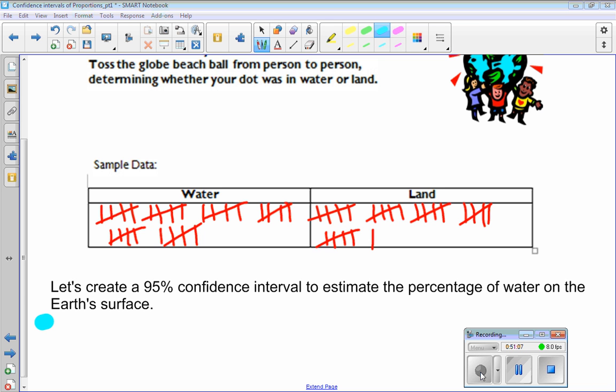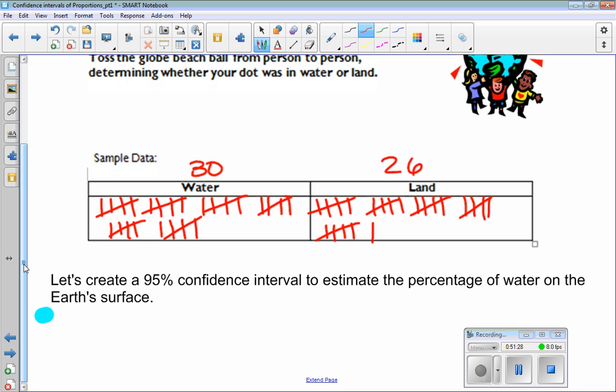So, obviously, this is an estimate, okay? But it looks to me like, let's count. So we have 5, 10, 15, 20, 25, 30 people did water. 5, 10, 15, 20, 26 did land. Really? Okay. So let's create a 95% confidence interval to estimate the percentage of water on the Earth's surface.